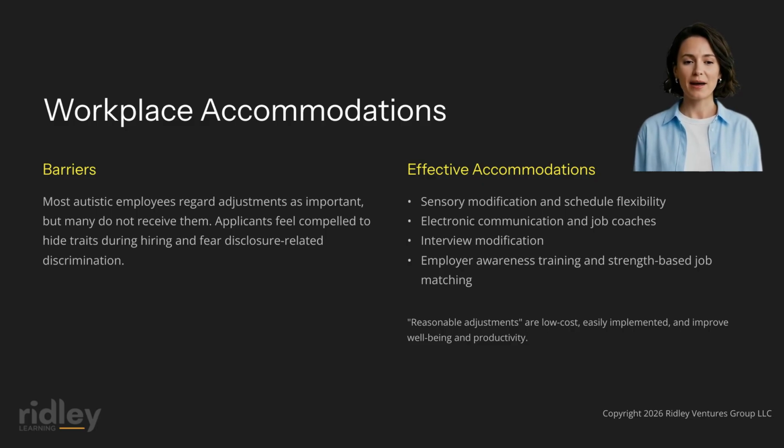Effective accommodation domains mapped across the literature include sensory modification, such as quiet workspaces, reduced lighting, and minimizing distractions; schedule flexibility, such as flexible hours, remote work, and predictable duties; communication support, such as electronic communication, clear written instructions, and job coaches; interview modification, and strength-based job matching, together with autism awareness training for employers and co-workers.